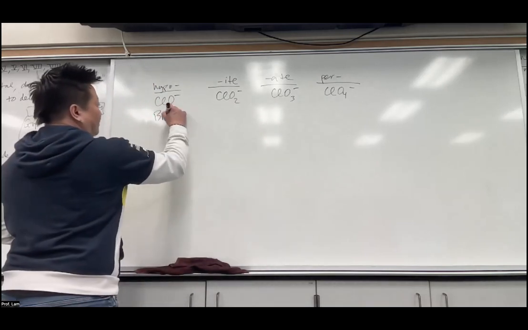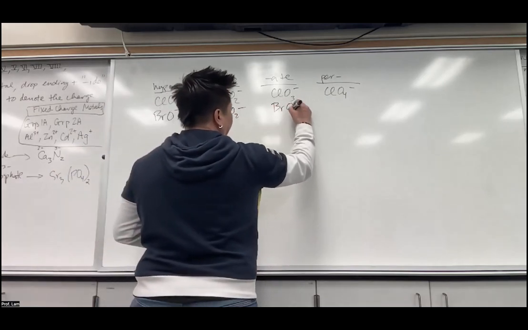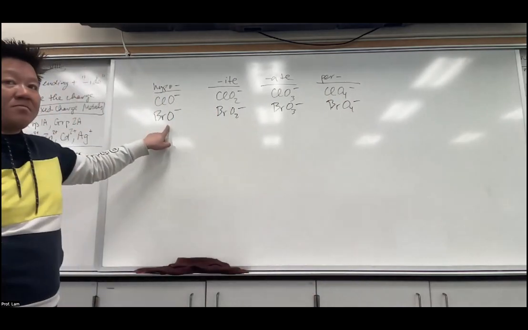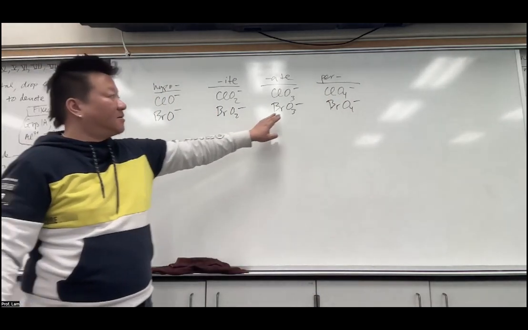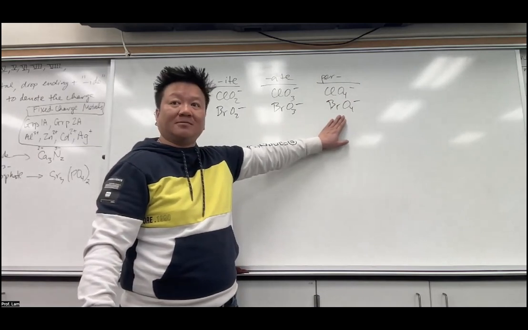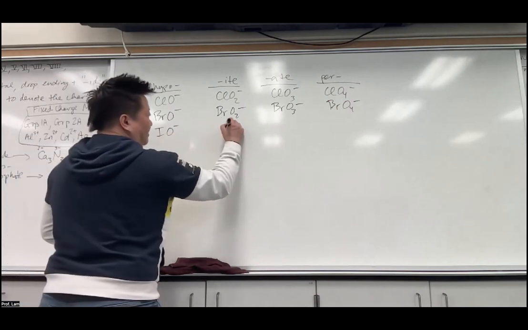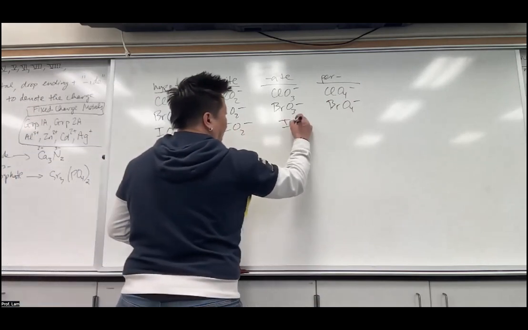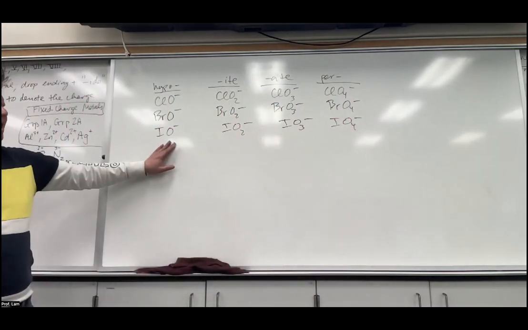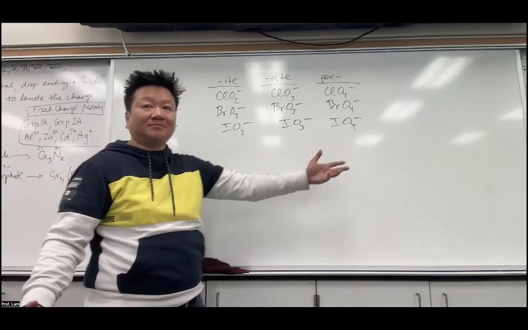So if you get to the bromine family, it's going to work the same way: hypobromite, bromite, bromate, and perbromate. You see that? Okay, same idea. And then we have IO minus, IO2 minus, IO3 minus, IO4 minus: hypoiodite, iodite, iodate, periodate. Right?